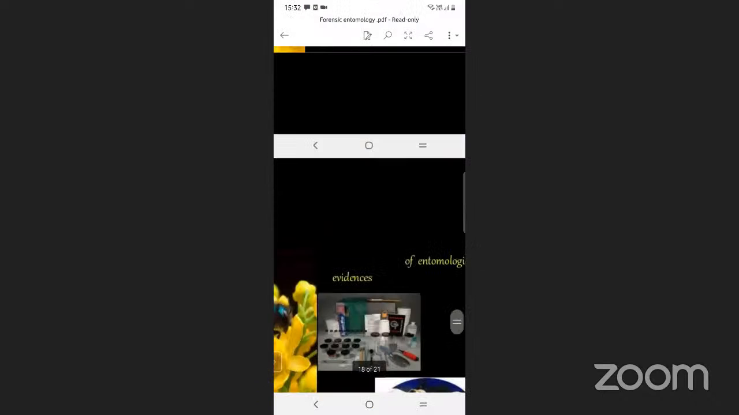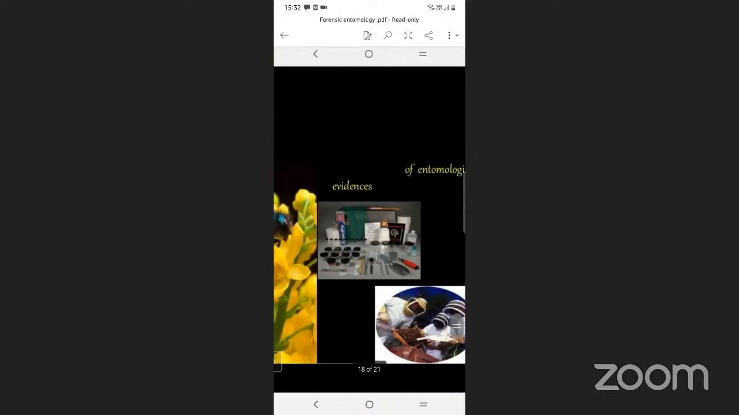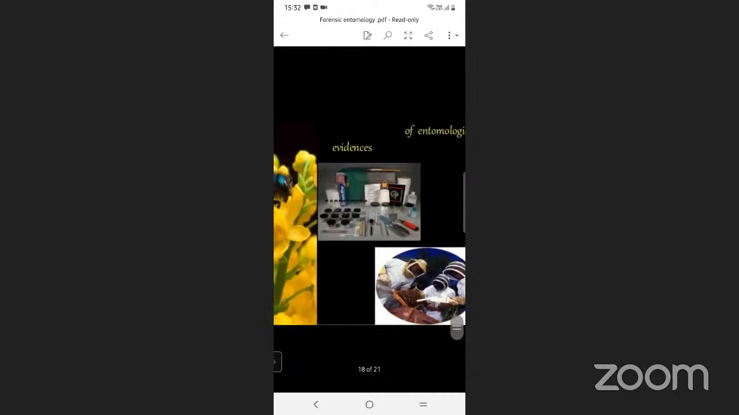Like this, they will have evidence collection with this particular type of equipment. They collect all the things in different bottles, and different accessories are used to dig out and all that to estimate the time of death.